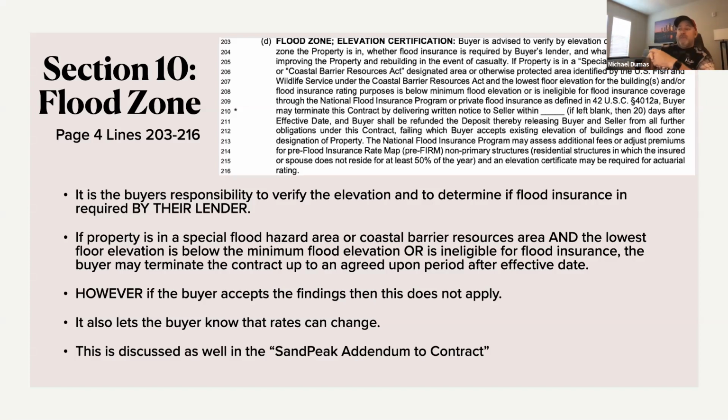This also lets the buyers know that rates can change in flood insurance. So we talk about this on the SandPeak addendum to contract. That's why I bring it up there, so it's a talking point that you can talk to about your sellers and your buyers. You don't want the surprises at the end. The important part about this is that line 210 with that date to cancel.